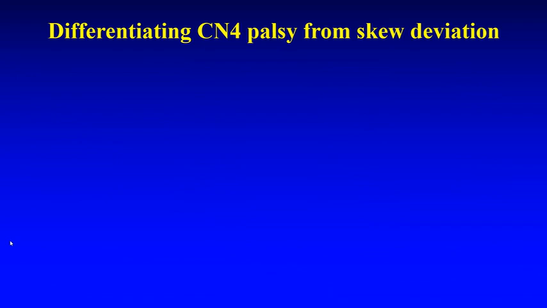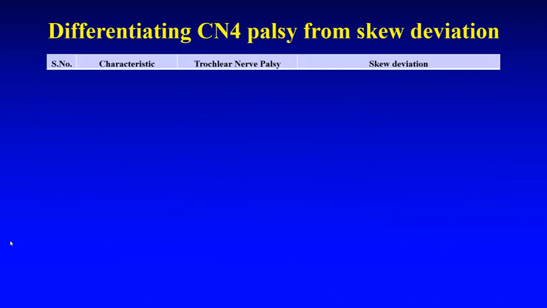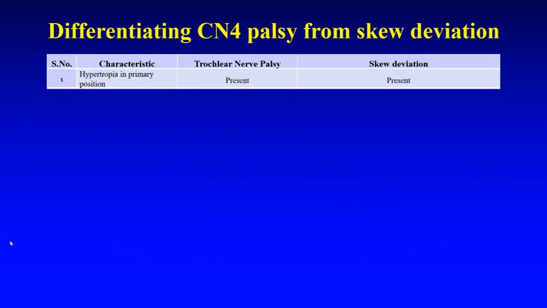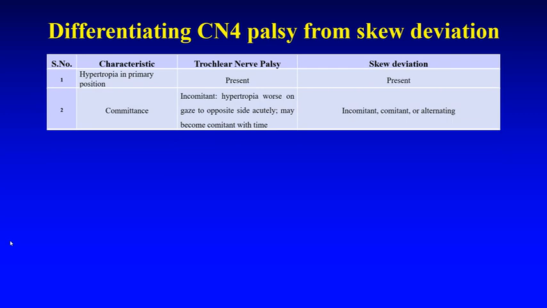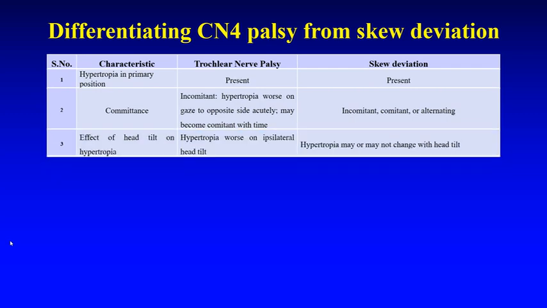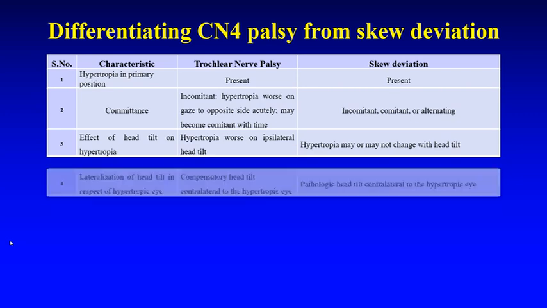Differentiating between the fourth cranial nerve palsy and skew deviation is important. Certain points: hypertropia in primary position is present in both trochlear nerve palsy and skew deviation. Comitance: the trochlear nerve palsy is incomitant, with hypertropia worse on gaze to the opposite side; acutely it may become comitant with time. The skew deviation may be incomitant, comitant, or alternating. As for the effect of head tilt, the hypertropia is worse on ipsilateral head tilt in the fourth cranial nerve palsy. In skew deviation, hypertropia may or may not change with the head tilt.